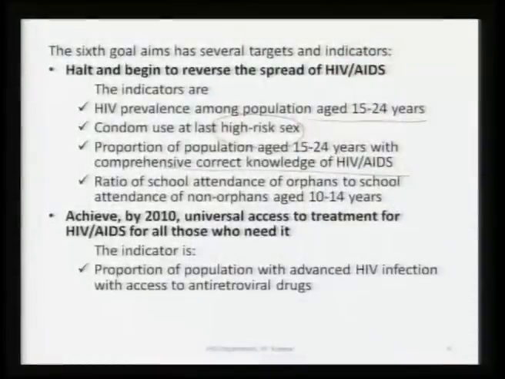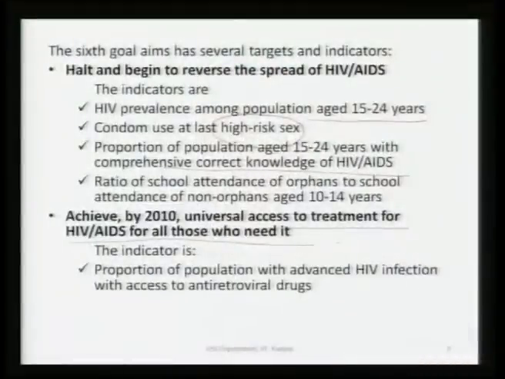Then, achieve by 2010 universal access to treatment for HIV/AIDS for all those who need it. That means, all those who are infected with HIV, not all of them may need treatment. There is a test, the CD4 count; those who have a CD4 count less than 200 need to go for ART, antiretroviral therapy. Some people who are not responding to ART anymore may require a more advanced therapy. Now, the indicator for this is the proportion of the population with advanced HIV infection with access to antiretroviral drugs.